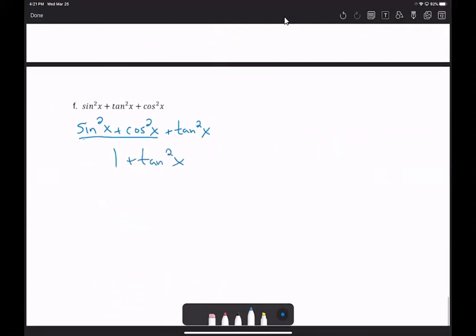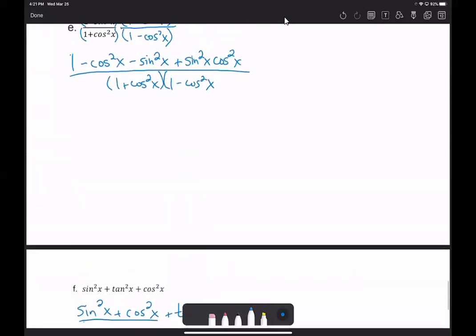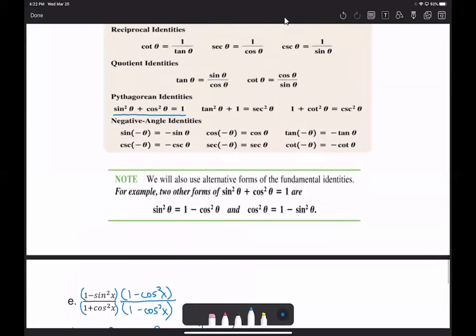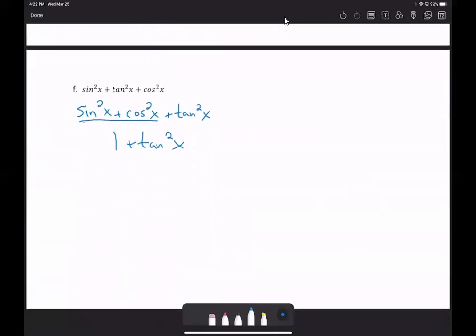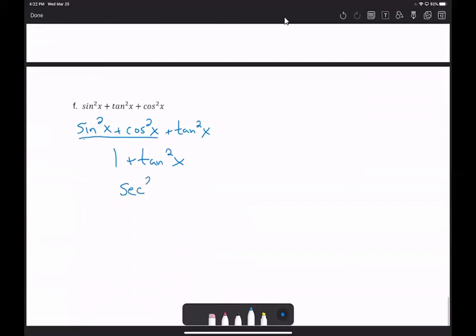Now notice we've got 1 plus tan squared theta. I'm noticing that's a Pythagorean identity also. That's the second one here, which is secant squared theta. And that is going to be our simplified expression, since it's one term, and we've changed what we needed to change on that one.